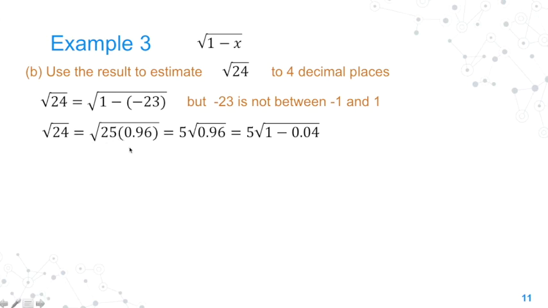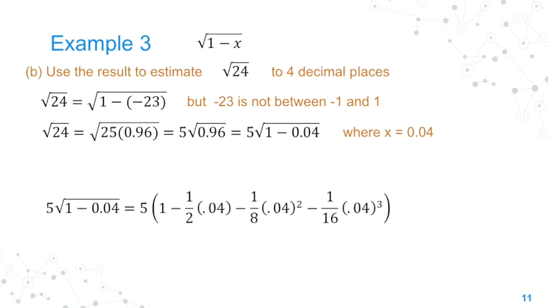So square root of 24 here is square root of 25 times 0.96. Simplify this further, it becomes 5 times square root of 0.96, and we know that 0.96 can be written as 1 minus 0.04. So obviously here, this now follows the pattern of square root of 1 minus x. And the x here being equal to 0.04 is within the condition that it is between negative 1 and 1, right?